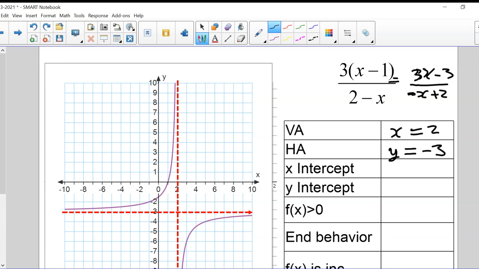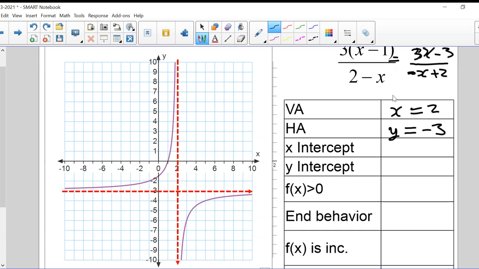Okay, let's divide those two numbers. So divide 3 by minus 1. What do you get when you do that? Correct. And that's what the HA is. Whatever the ratio of those two numbers is, when I divide the coefficient of the top by the coefficient of the bottom, if it's the lead coefficient, I get what the HA is. That's exactly right. Does that make sense? Okay, great. Thanks. And thanks for the question.